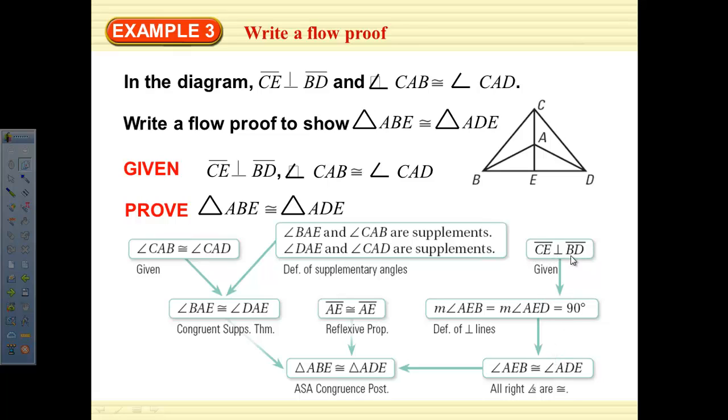You'd state that the two lines were perpendicular. Therefore, those two angles are 90 degrees, and since they're both 90 degrees, by either the definition of perpendicular lines or the idea that perpendicular lines form right angles, we could then state that these two angles are congruent because all right angles are congruent. And since we have our angle, our side, and our angle, we could say the two triangles were congruent by angle side angle.